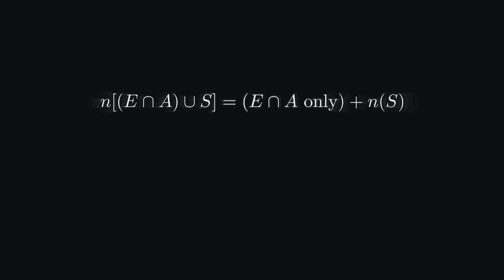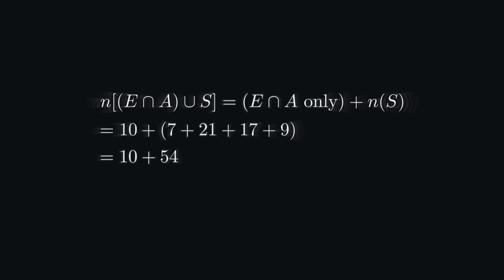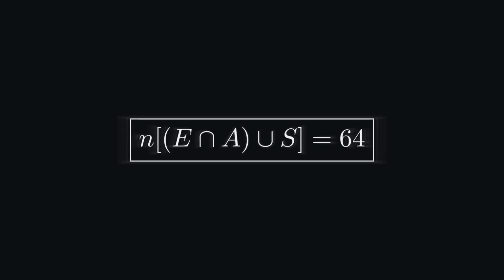The calculation shows that n of the intersection of E and A, or S, is 64. This line says n(E∩A ∪ S) equals A only plus n(S) equals 10 plus 7 plus 21 plus 17 plus 9, equals 10 plus 54, equals 64. Thus, we conclude that n of the intersection of E and A, or S, equals 64.